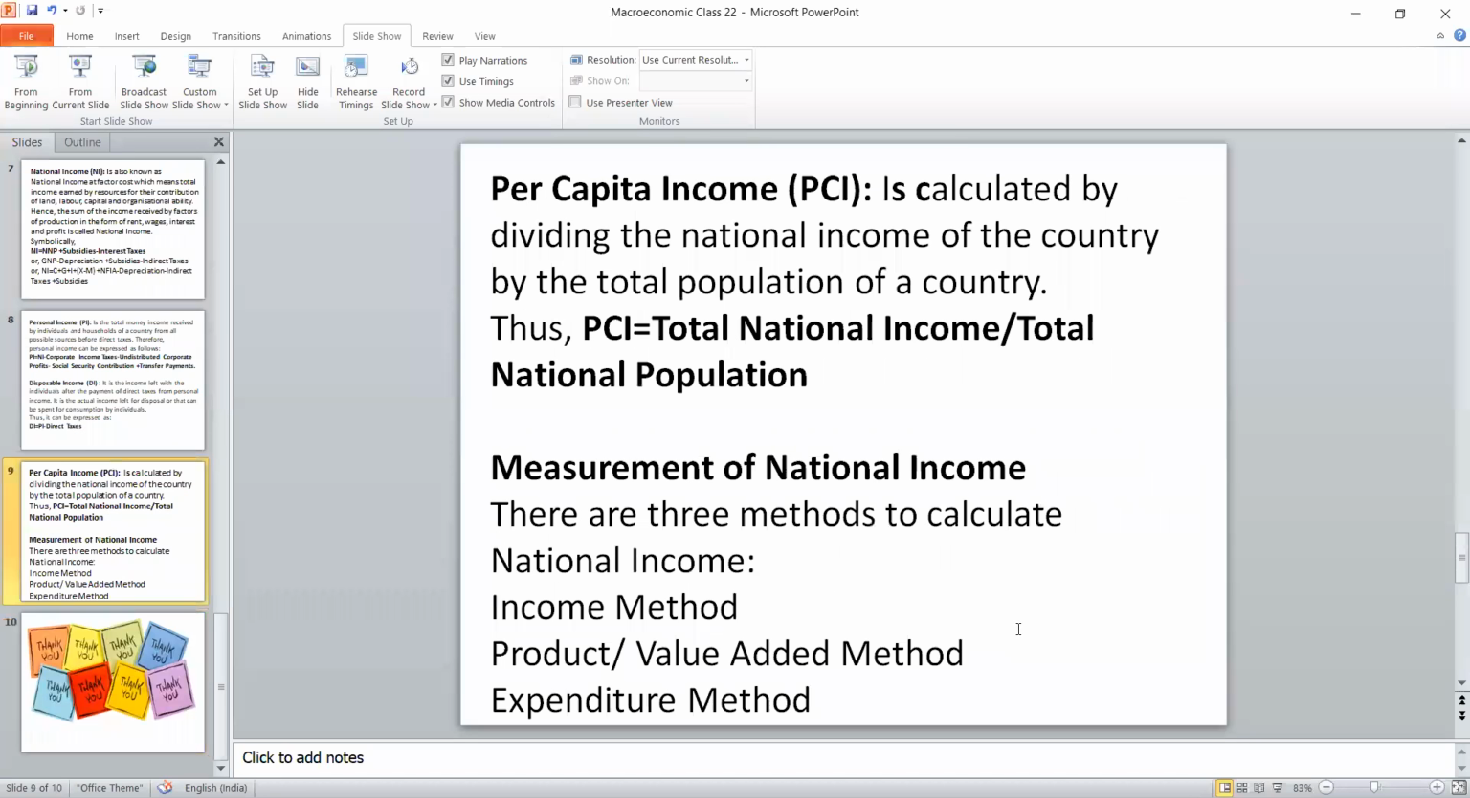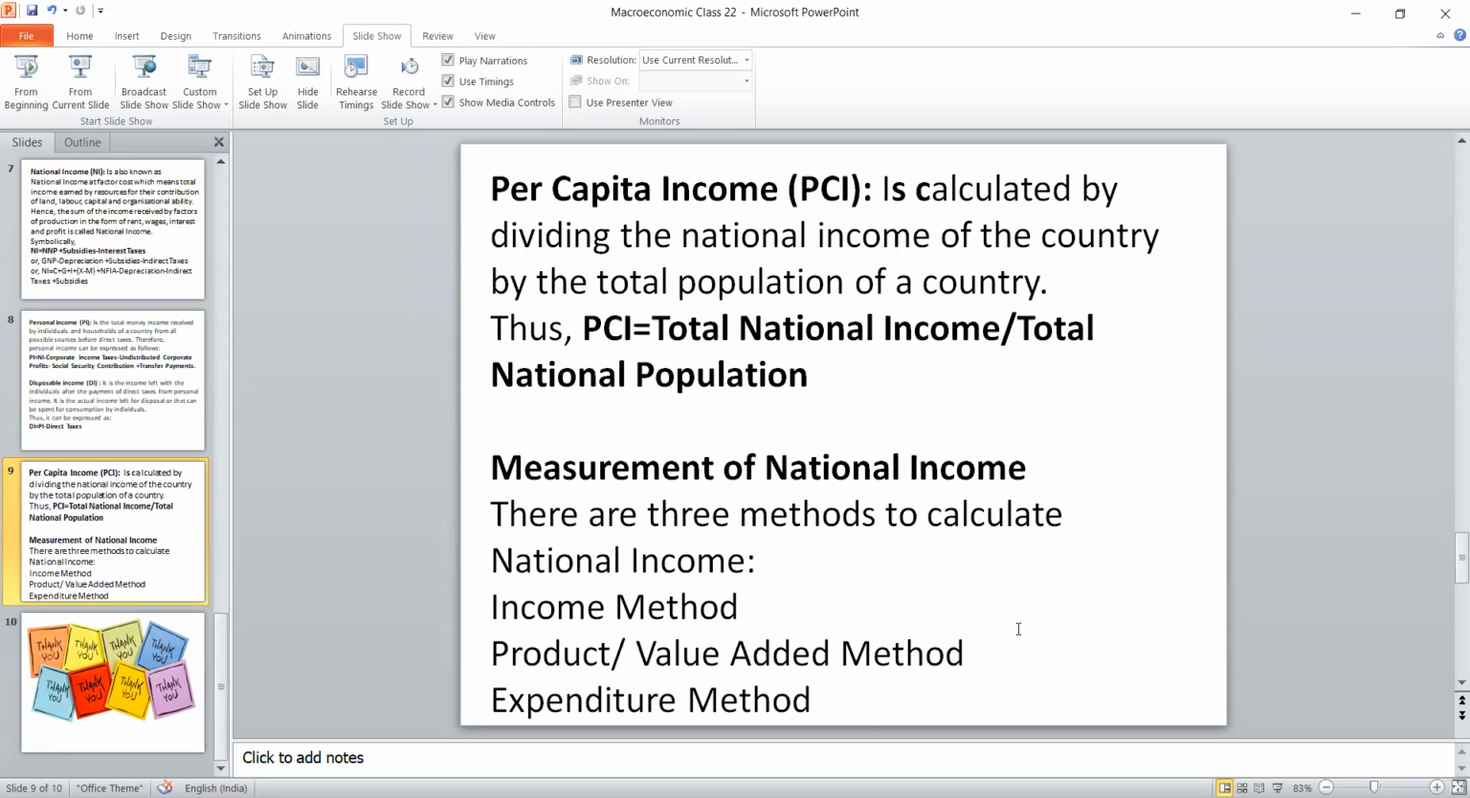Then finally, the most important element of national income is per capita income. What is per capita income? It is the total national income divided by population. So this particular thing is a key indicator for the status of the country. We can measure the poverty line based on this only. So per capita income is calculated by dividing the national income of the country by the total population of the country. That is, PCI equals total national income divided by total national population.